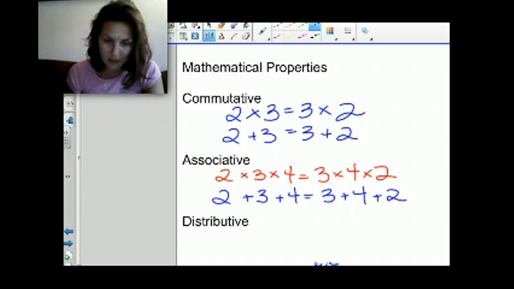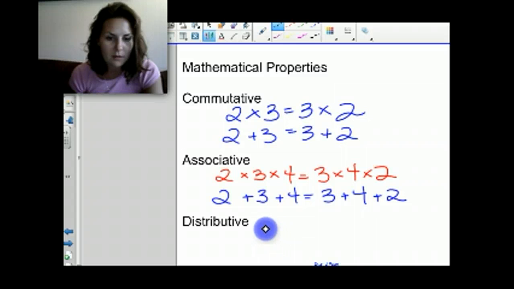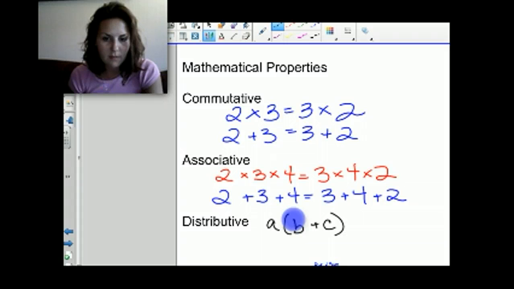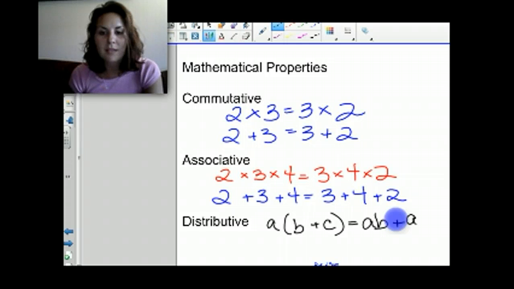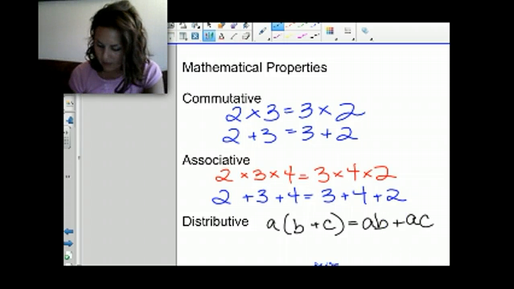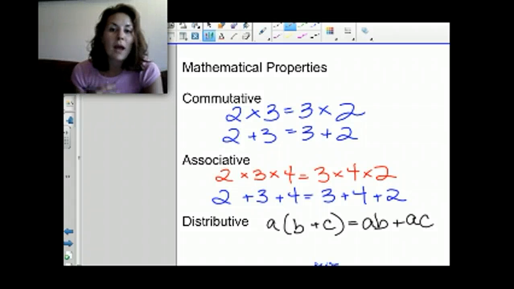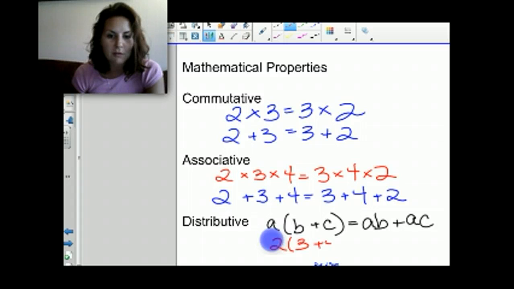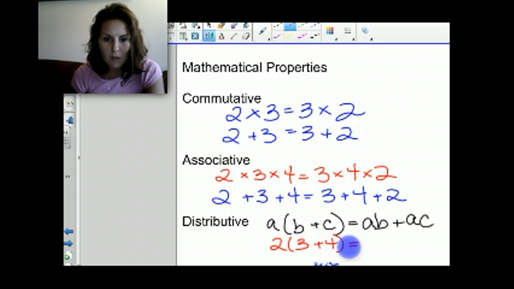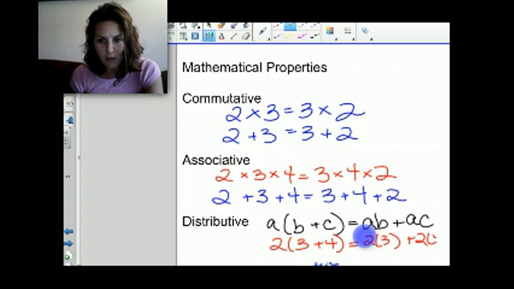Now the distributive property says, this is the important one, I'm going to first put it in letters. This is one you'll definitely want to write down in your notes. If you have A times B plus C, that equals A times B plus A times C. To put it into a numeric example, we can have 2 times 3 plus 4 is equal to 2 times 3 plus 2 times 4.